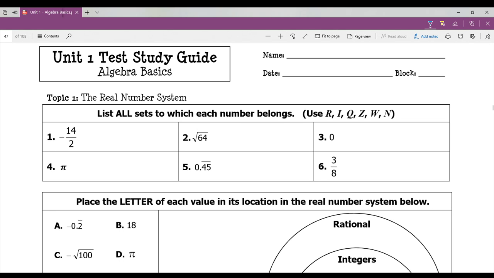It is simply not for you to copy my answers down and receive the credit for doing the study guide. Okay? If you just copy my answers down, you will not be ready for this test. Right?